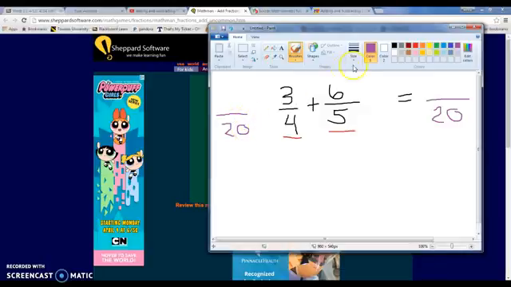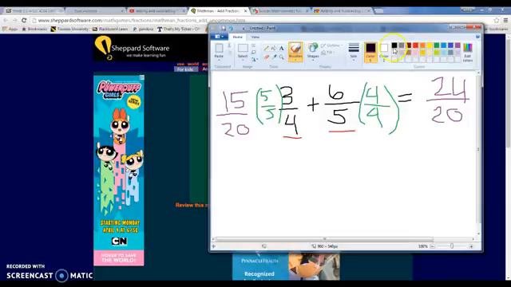So what we have to remember is we multiplied the 3/4 by 5/5. We'll put this in parentheses. And over here on the 6/5, we multiplied this side by 4/4. So on the left side, we have 5 times 3, which is 15, and we have 5 times 4, which is 20. And on the right side, we have 5 times 4 is 20, and 6 times 4 is 24. So we then want to add both of these together.